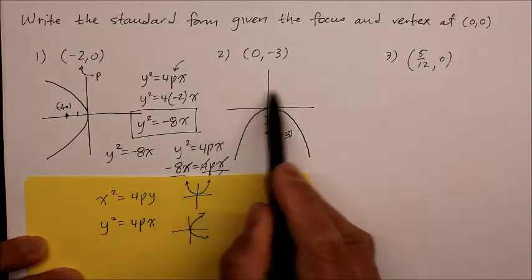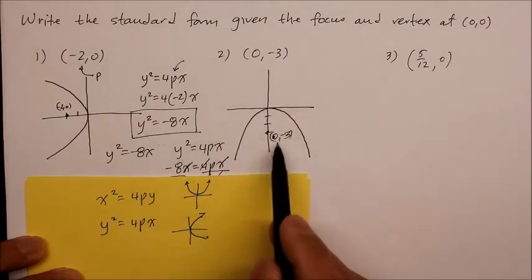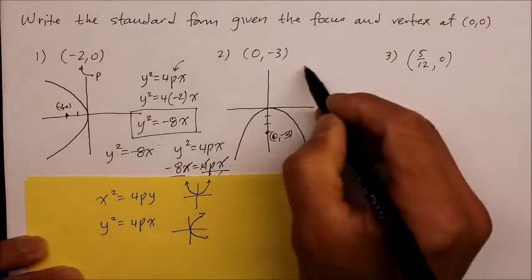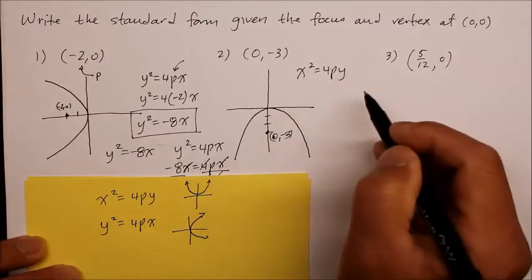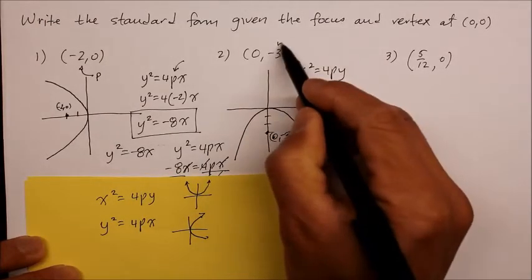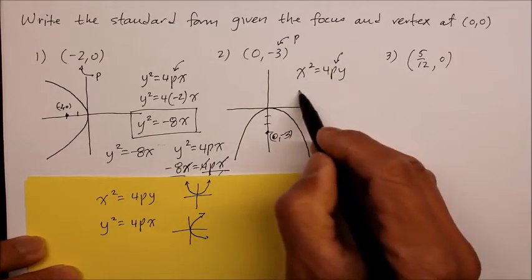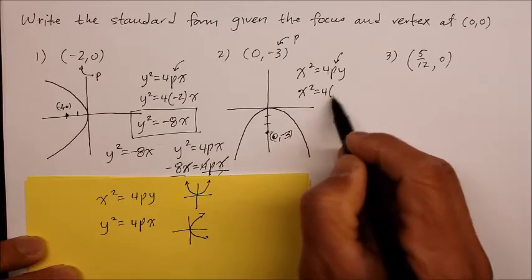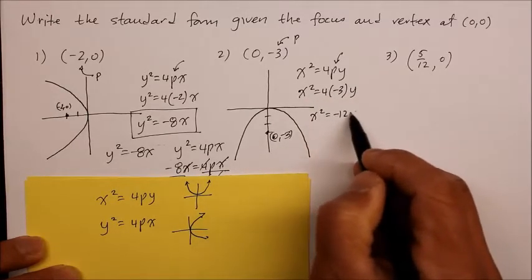And the directrix will be up here on the opposite side of the focus at y is equal to 3. Now how do we write the standard form? Well, this time you want to write x squared is equal to 4py. And again, this is the p. And we put it in there. So we get x squared is equal to 4 times -3 times y. So x squared is equal to simply -12y.